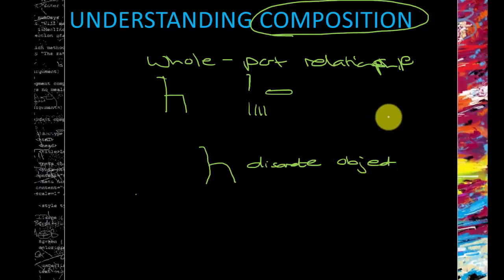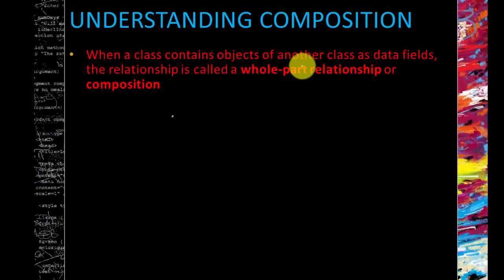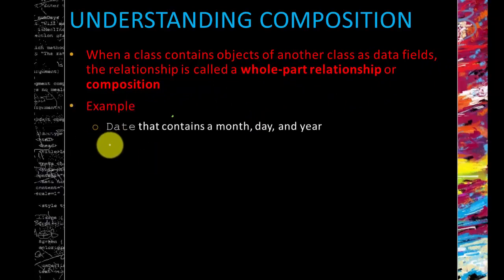So composition is about expressing relationships between objects and how they fit together and how they are composed together to form a whole object. In short, when a class contains objects of another class in data fields, the relationship is called a whole-part relationship or composition. An example, if we're talking about a class, date, that contains a month, day, year. These are our fields. They are our attributes that describe what makes up a date.